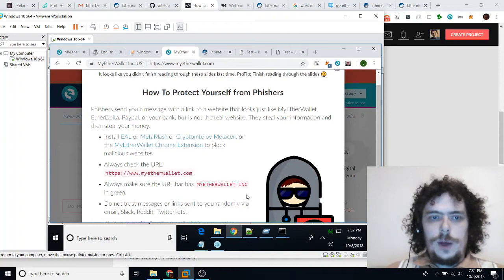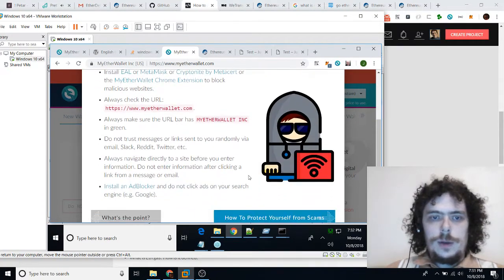How to protect yourself and your funds. Basically, it goes on to tell you that you need to make sure you're always using the right site, not getting phished. Do not trust messages or links sent to you randomly by email, Slack, Reddit, Twitter, etc. Always navigate directly to a site before you enter information. Do not enter information after clicking a link in a message or an email. Install an ad blocker and do not click on ads in your search engine, like Google.